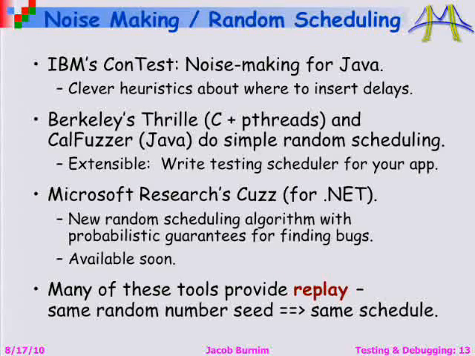And in fact, what's interesting is it turns out that the way you randomize the schedules makes a big difference in terms of how quickly you find bugs and what kind of bugs you find. So there are a lot of different heuristics people use. There's this tool from IBM called ConTest, which is kind of noise making, putting in these random delays. Then our tools, Thrille and CalFuzzer, which I'll talk about much more later, have a mode where they can perform this.